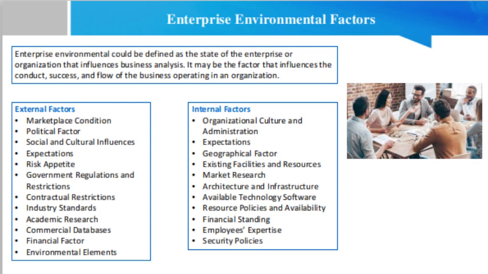Geographical factor. The example under this factor is the location of the factory. The distribution of geographical location may have effects on business analysis and operations. Existing facilities and resources. So, what are the tools utilized by your business company? The examples under this factor are cloud-based computing, shared systems, virtual teams, and many more.